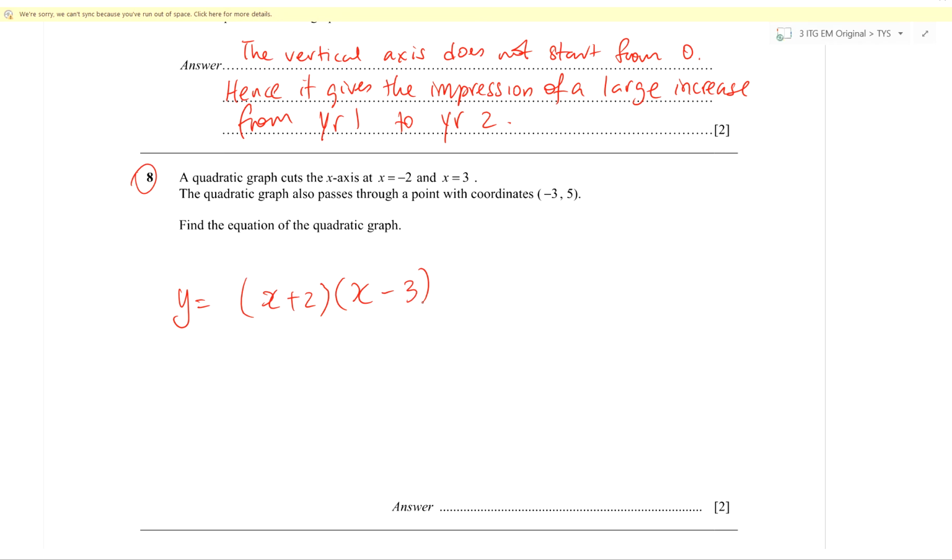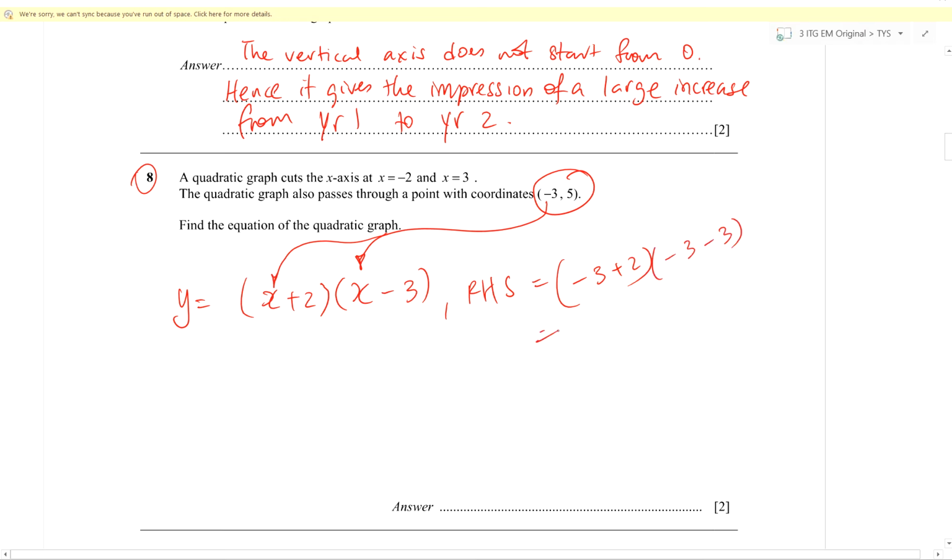Why? Because if you were to substitute x equals -3, your right hand side equals -3 plus 2, -3 minus 3. So this is 6. Your right hand side is 6. Logic, your basics tell you that this right hand side is not equal to the left hand side, which is 5. Right? So when you come to this, you have to realize that something is wrong already. You cannot keep trying to continue from here. The conclusion at this point is that it's wrong.